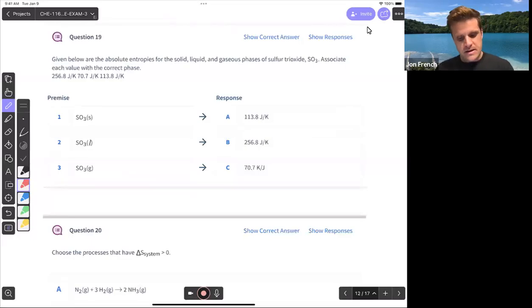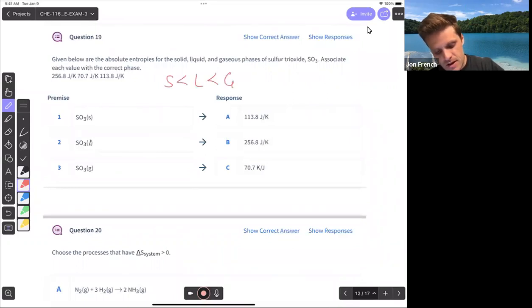All right, question 19, we've got three different phases of sulfur trioxide: solid, liquid, and gas. What are the absolute entropies of the solid, liquid, and gas phase of those three? Well, in general, we know entropy increases as I go from a solid to a liquid to a gas, where solid should have the lowest entropy possible. Gas should have the highest entropy possible. So we're going to do the same thing here.